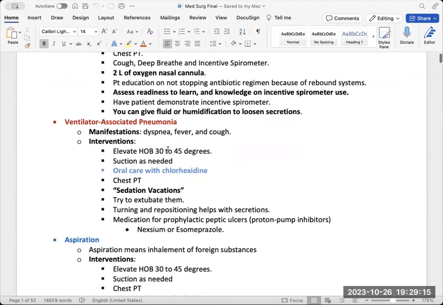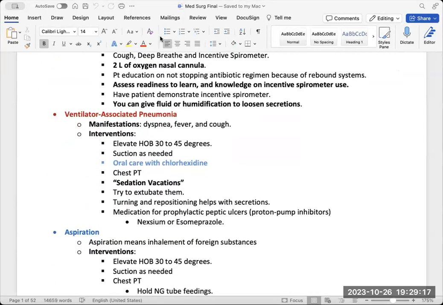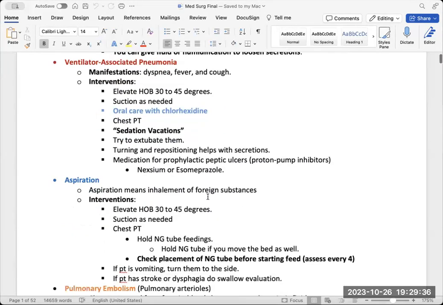So now we have ventilator-associated pneumonia. So we have things like dyspnea, fever, cough, right? But they're on a ventilator, so it's going to be a little harder to do certain things. But what sorts of interventions, thinking about all the respiratory interventions we said before, would we want to do for this type of patient?